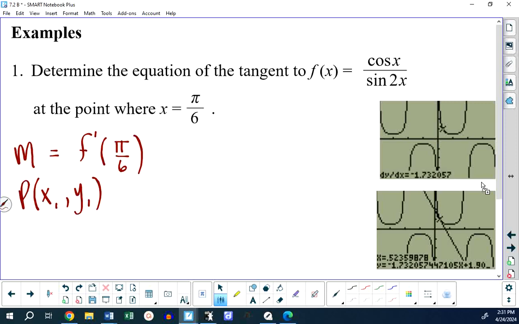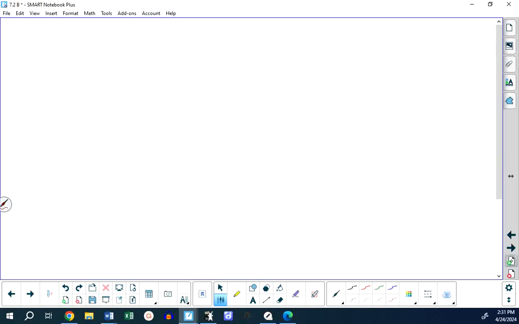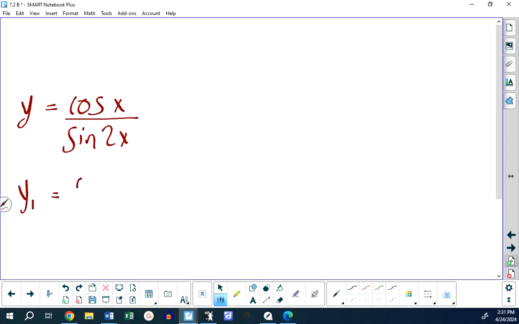The point will be pi over 6, comma, f of pi over 6. Not f prime of pi over 6, but just f of pi over 6. So let's find that y-coordinate first. Let's take our function. I'm just going to go to a clean surface here. y equals cosine of x over sine of 2x. The y-coordinate, y1, will be equal to cosine of pi over 6 over sine of 2 times pi over 6.